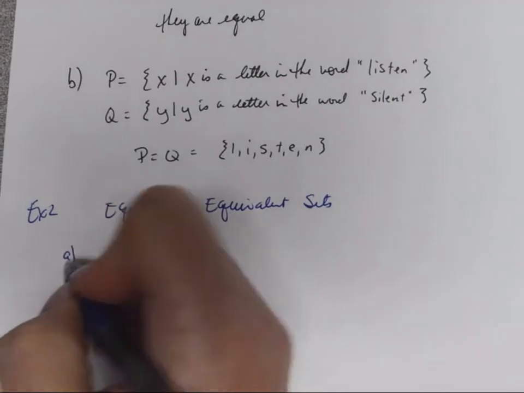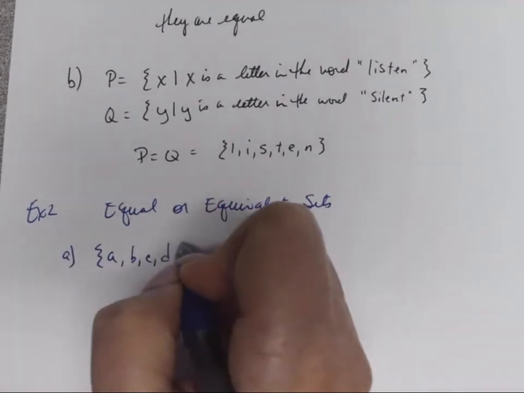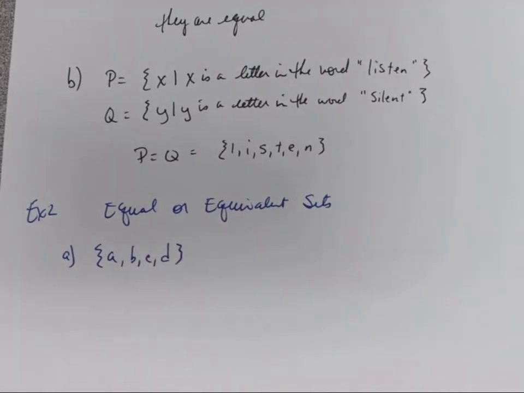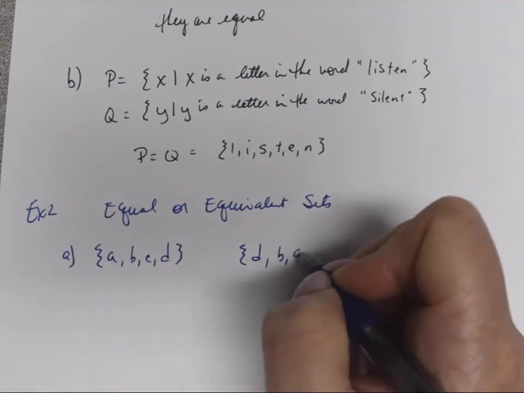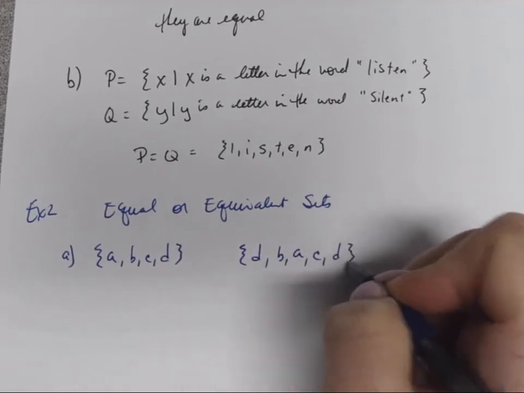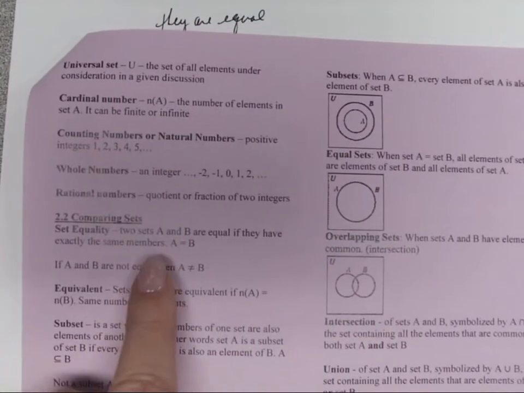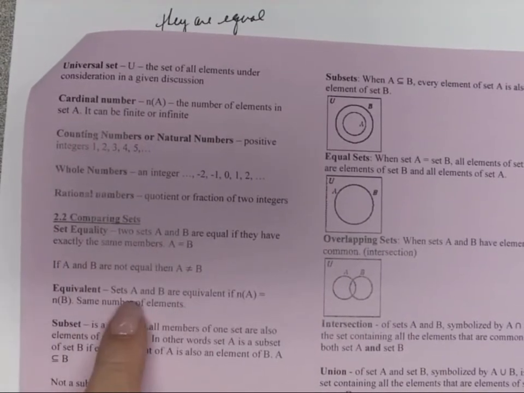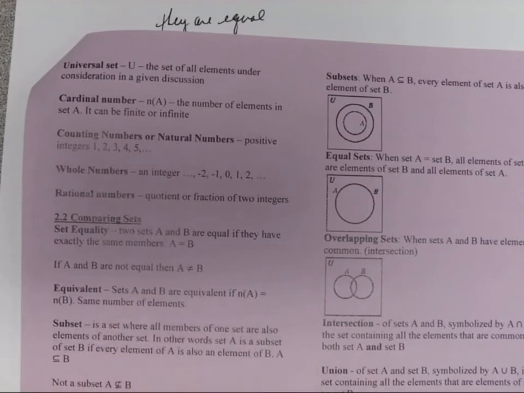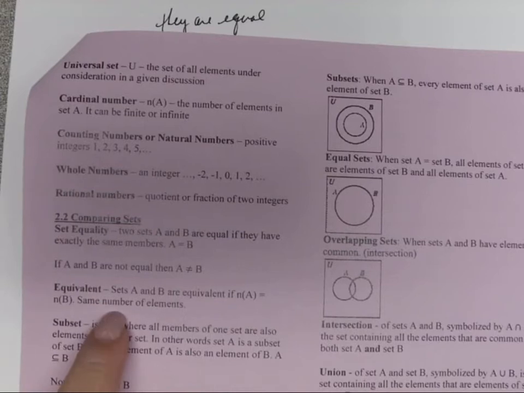So if we look at part A, we have A, B, C, and D, the set containing those. And then we have the set of D, B, A, C, and D. Now, are they equal or equivalent? So let's go back again and look at our vocabulary. Remember, equality means that they have exactly the same members. Equivalent means they have the exact same number of elements. So the same elements, the same number of elements.